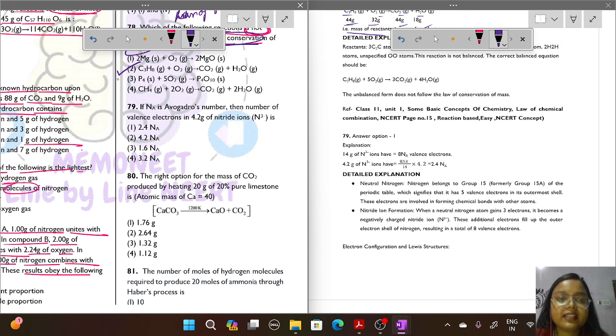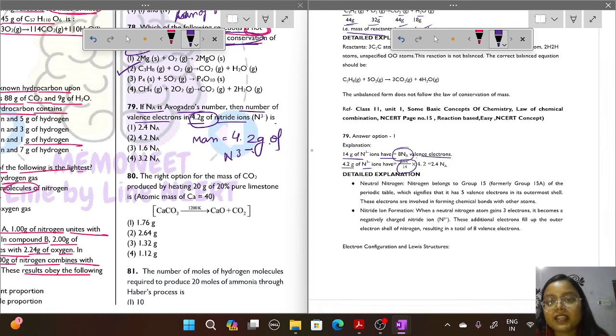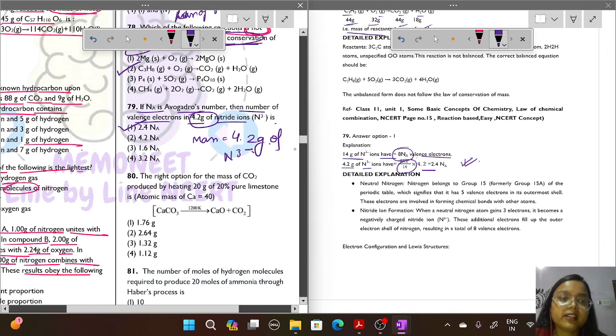Next is question number 79. Na is the Avogadro number, then what is the number of valence electrons in 4.2 gram of nitride ion? Mass is given as 4.2 gram of nitride ion, and the number of valence electrons is asked. So we know that 14 gram of N3 minus ion will give 8 Na valence electrons. Now 4.2 gram, how much will it give? 8 Na by 14 into 4.2, which is 2.4 Na. 2.4 Na is the correct option here.